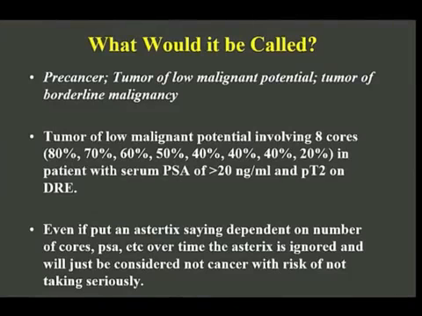Morphologically, it is cancer. What would we call it if we didn't call it cancer? Maybe we'd call it some kind of precancer lesion, maybe a tumor of low malignant potential, a tumor of borderline malignancy. So let's assume we have this patient with a tumor of low malignant potential instead of a Gleason 6, which is what we call it today. It involves 8 cores, 80%, 70%, 60%, 50, 40, 30, 20, and the patient has a PSA of greater than 20 and a palpable nodule.